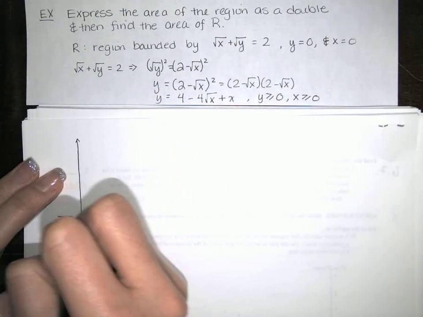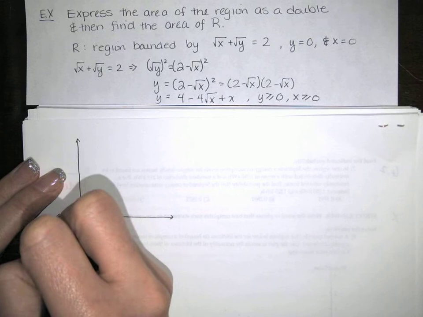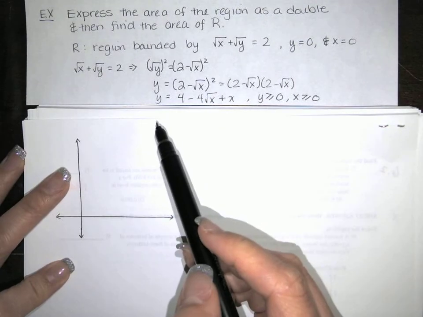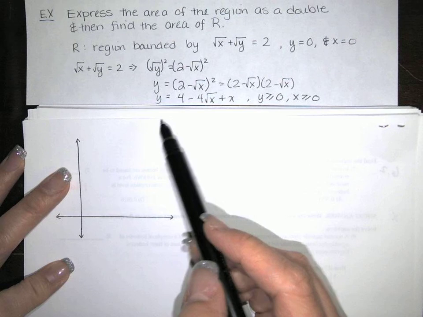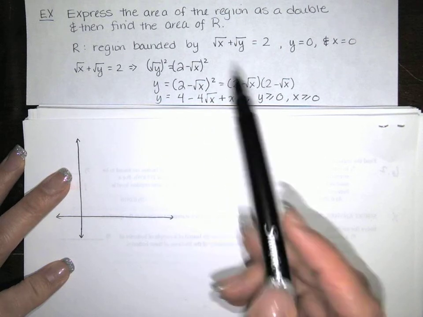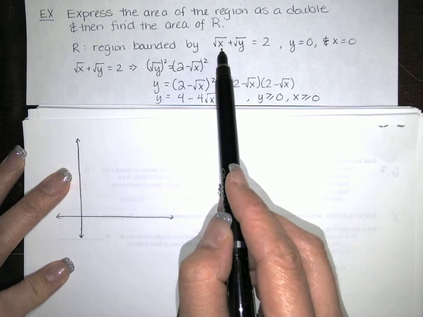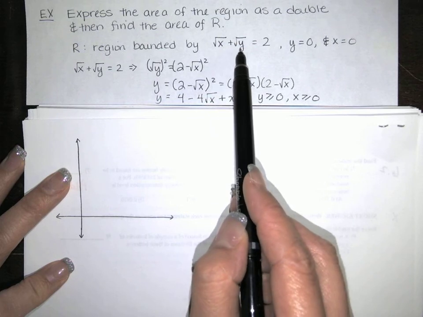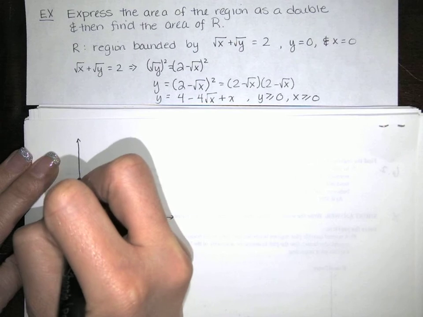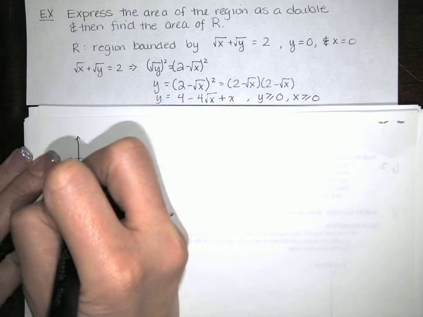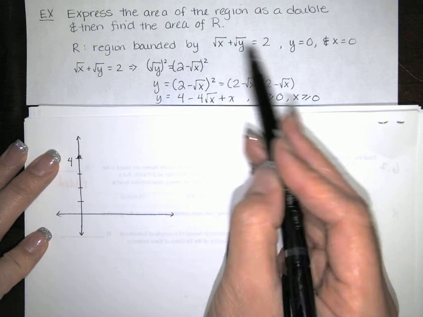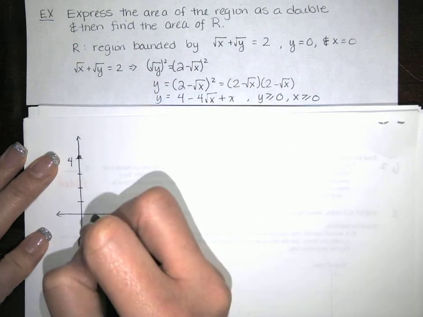So we know we're in quadrant 1. What else do we know? When x equals 0, we can see that y is equal to 4. Or you could just substitute an x equals 0 here. When x is 0, we get square root of y equals 2, so y is 4. And when y equals 0, square root of x equals 2, so x equals 4.